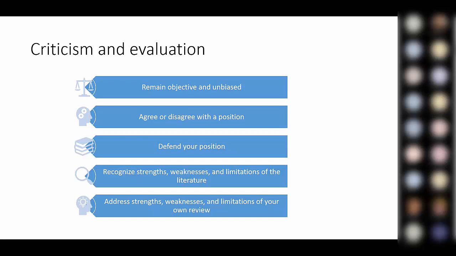Criticism can comprise agreeing or disagreeing with a position and showing with evidence why you agree or disagree. You must then defend your position. So again, give the evidence for the strength of your position while refuting possible counterarguments. And you may want to recognize the strengths and weaknesses of the literature you've reviewed and are now discussing. Remember, you must address the strengths, weaknesses, and limitations of your own critique and review.